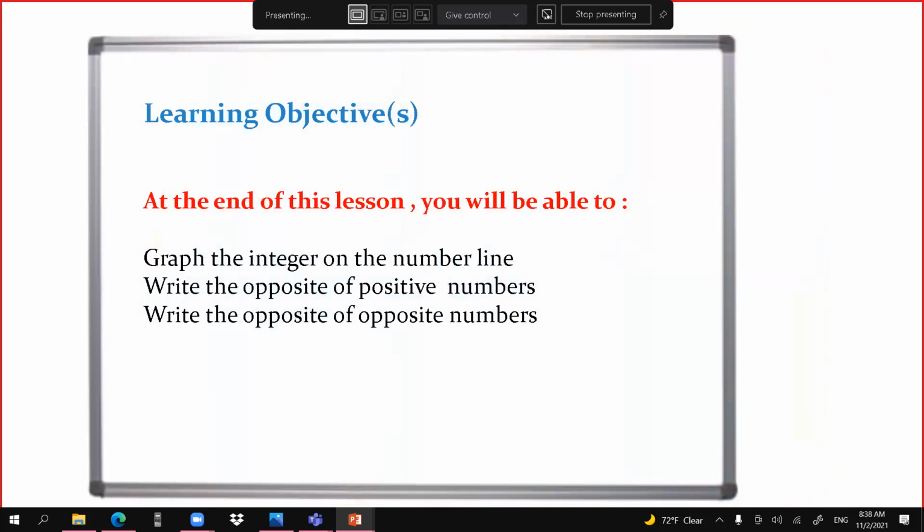At the end of this lesson, you will be able to graph integers on the number line, write the opposite of positive numbers, and write the opposite of opposite numbers.